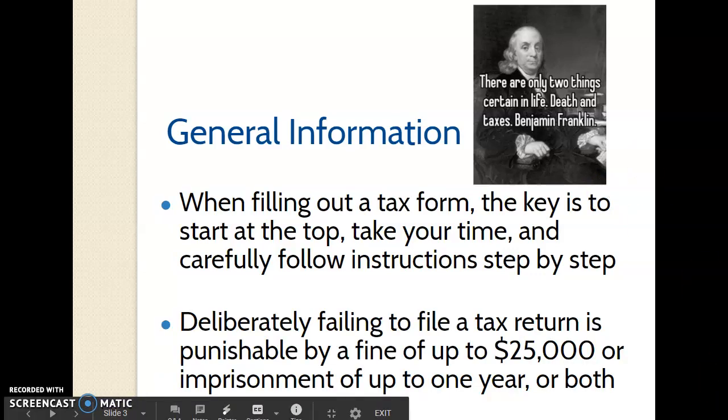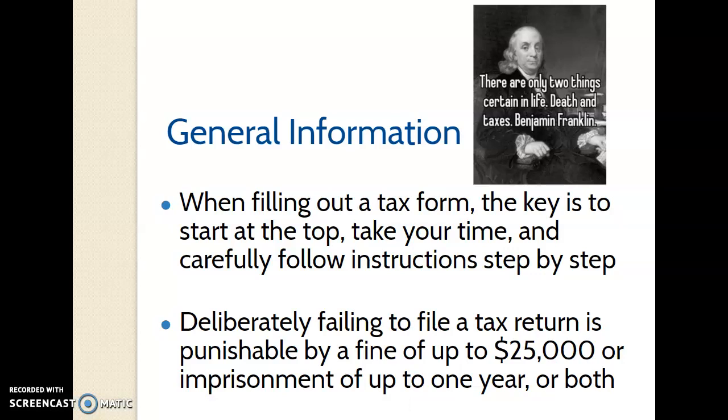If you deliberately fail to file a tax return, it's punishable by a fine up to $25,000 or imprisonment for up to a year, or both, depending on how much and how frequently this occurred. Make sure that you file a tax return every year that you have worked, and you will be fine.